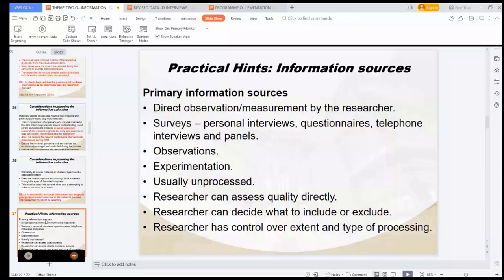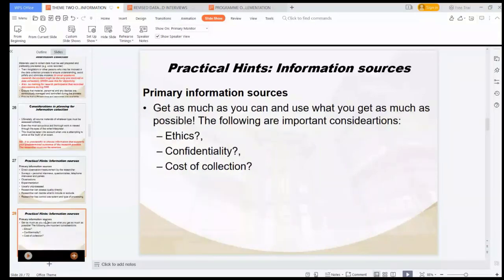Observations, experimentation, usually unprocessed information or data. The researcher can assess quality directly. The researcher can decide what to include or to exclude. The researcher has control over the extent and type of processing. This is about the hints on primary information sources. And it continues to say, get as much as you can and use what you get as much as possible.